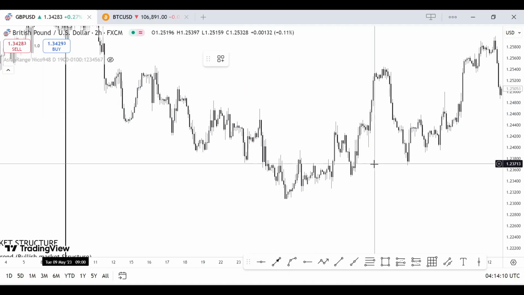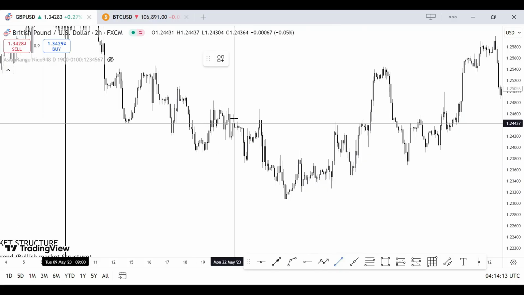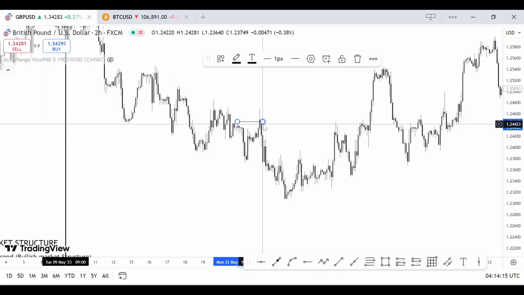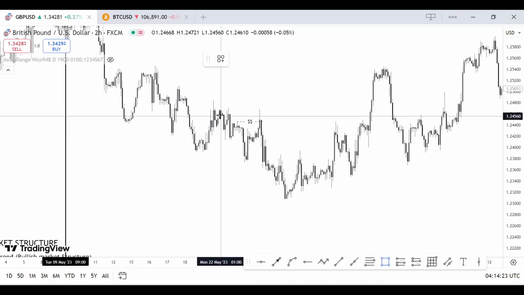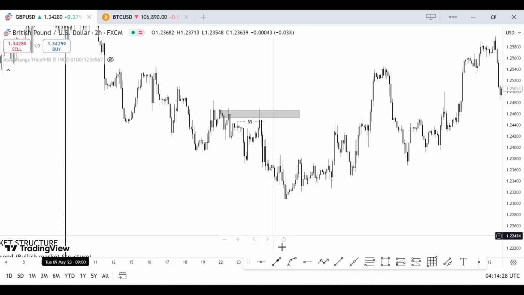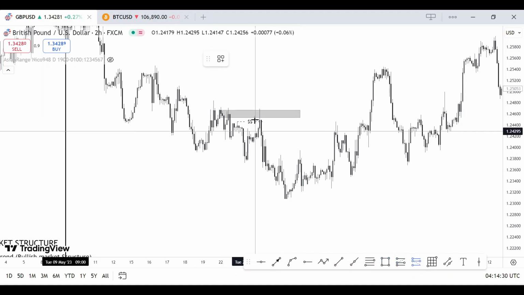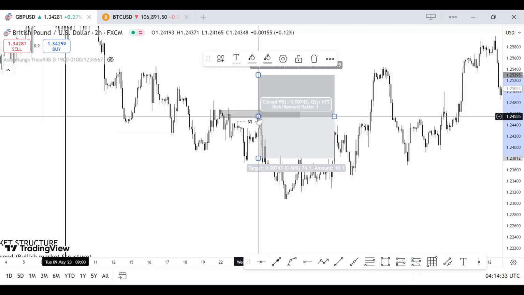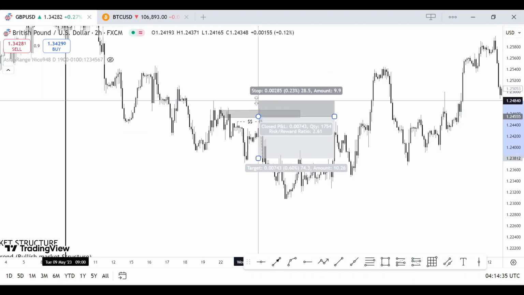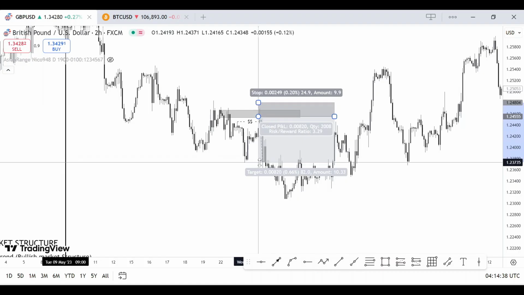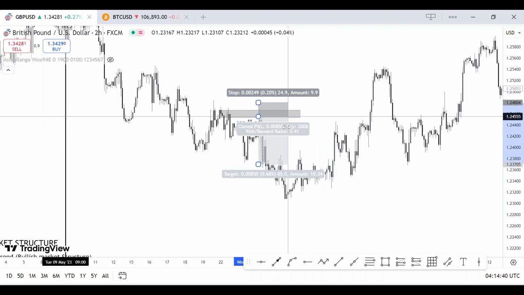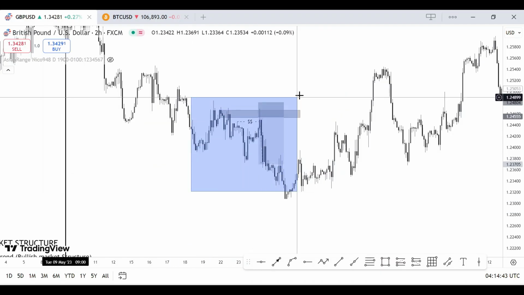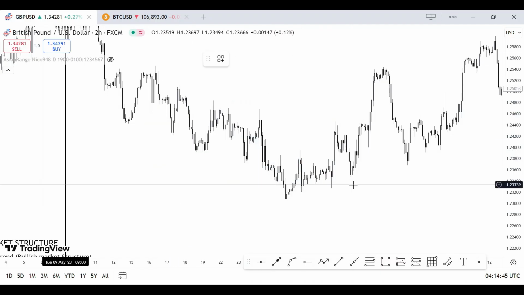Then you start looking for sells again. What can we see here? You can see this liquidity zone here, your demand zone here. And set your sell limit here. Stop slightly below this high. Target the next low. As a smart money trader, always follow the trend.